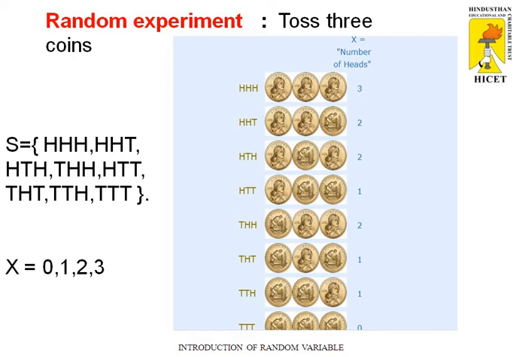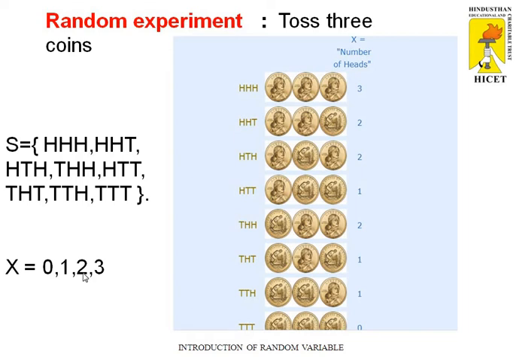What does this mean? X equal to 0 means all coins land tails up, that means TTT. X equal to 1 means one head occurs and 2 tails also occur at the same time. What are the possibilities? Here they are: HTT, THT, TTH. So there are 3 possibilities of getting X equal to 1.